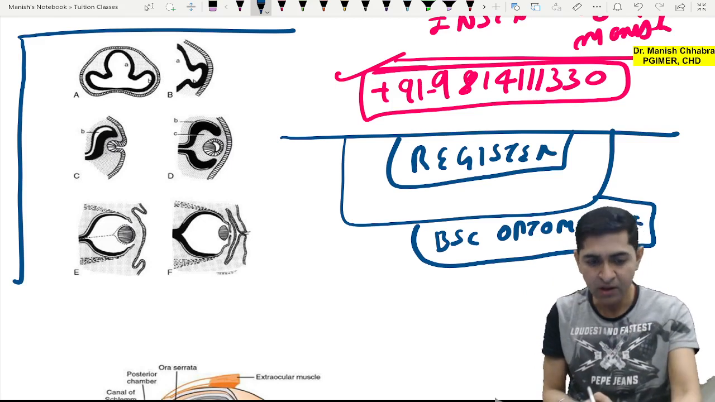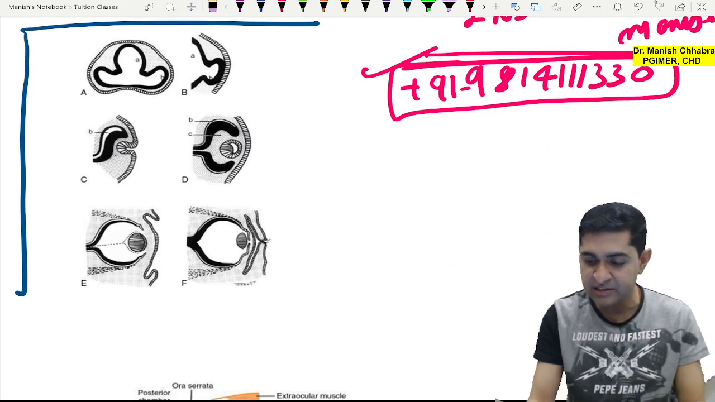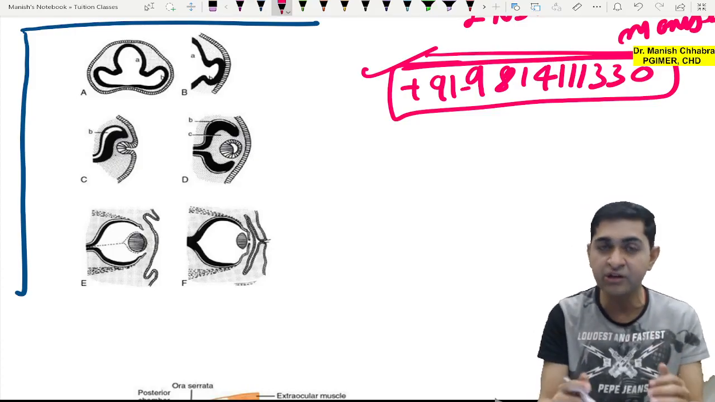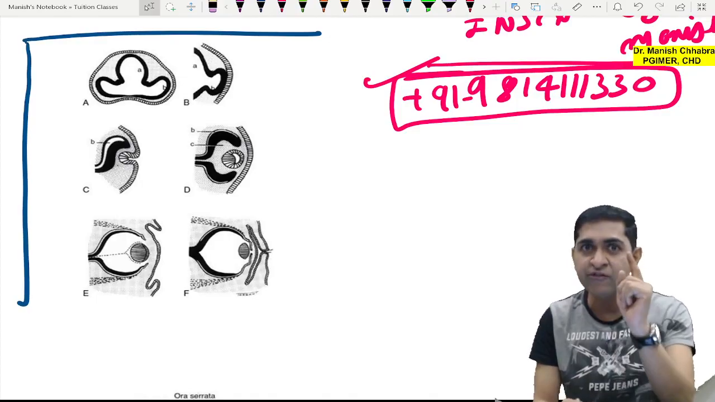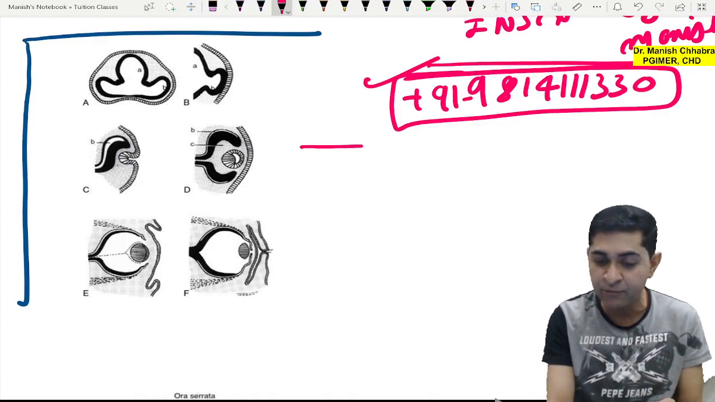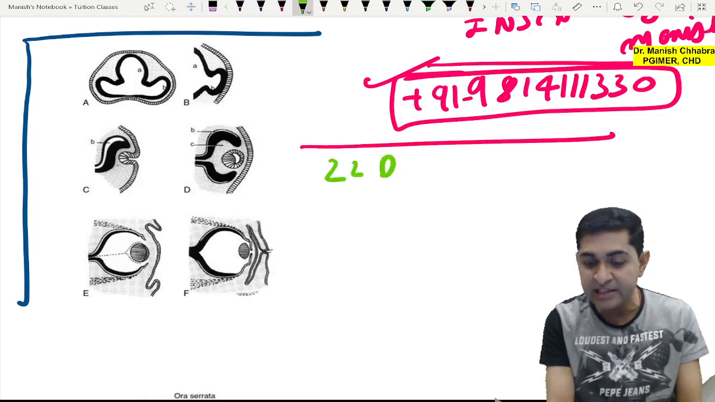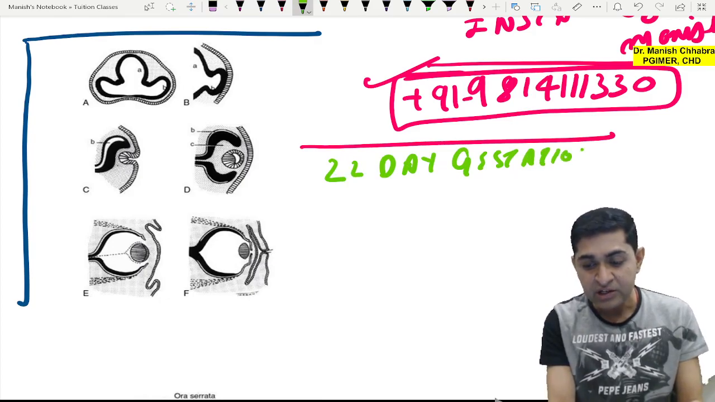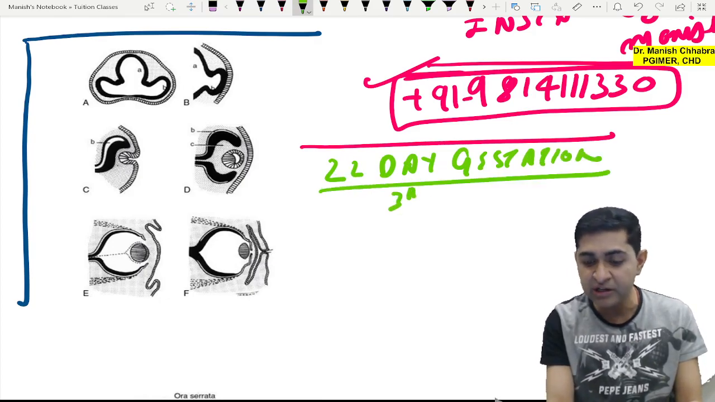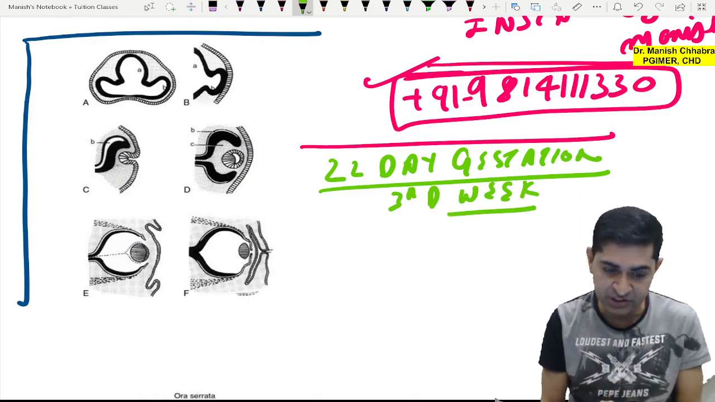All right, okay, so after a short introduction of how we are going to proceed, let's start with the very first topic, which is embryology. Now the eyeball starts developing at the 22nd day of gestation, so you can say the third week of gestation, the end of the third week of gestation, right?